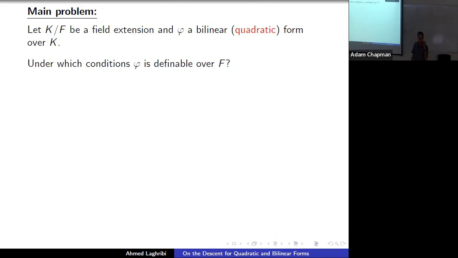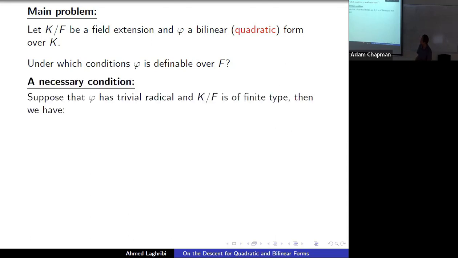And you want some conditions so that your phi is definable. If you are in this situation, you have a necessary condition on your phi. I suppose that phi has trivial radical, which I will later call non-singular form, and K over F is of finite type. This is the French terminology; it means that K is finitely generated over F. And we have the following: suppose that you want phi to be definable. In this case, phi definable implies that phi is in the unramified Witt group of the extension K over F.